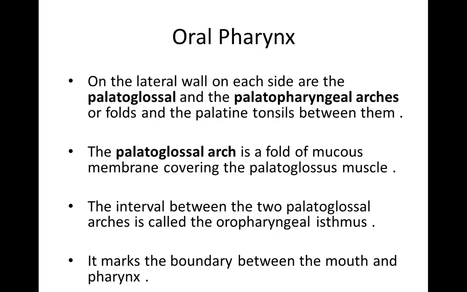The palatoglossal arch is a fold of mucous membrane covering the palatoglossus muscle. Also this is a muscle we had seen running longitudinally. The interval between the two palatoglossal arches is called the oropharyngeal isthmus. It marks the boundary between the mouth and the pharynx. This oropharyngeal isthmus marks the boundary between the mouth and the pharynx.